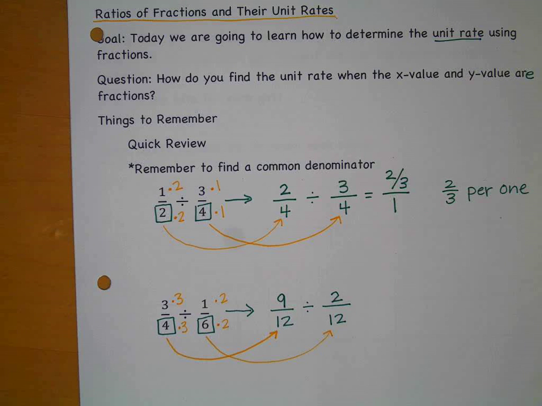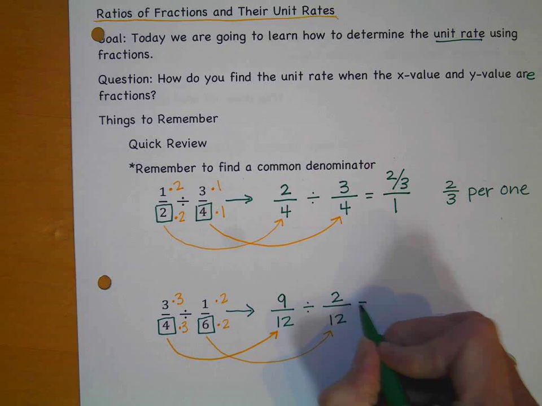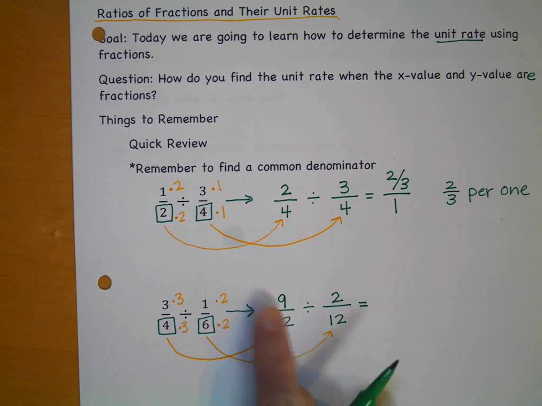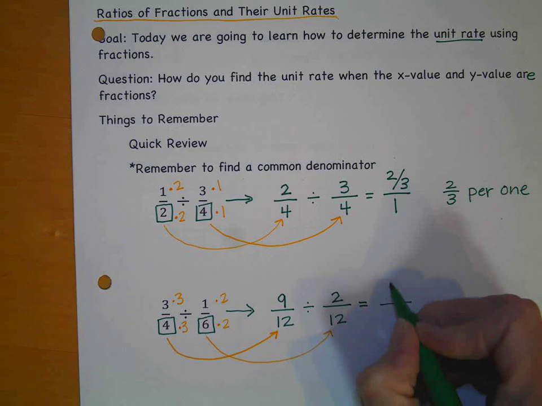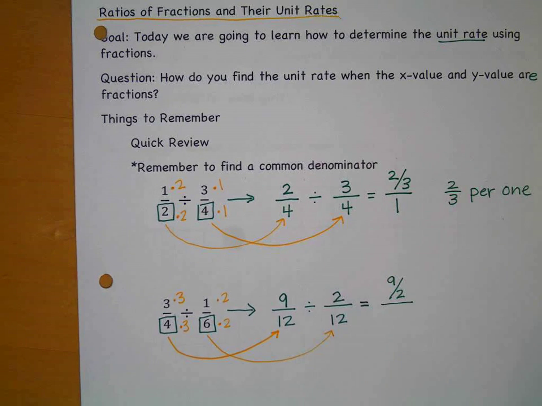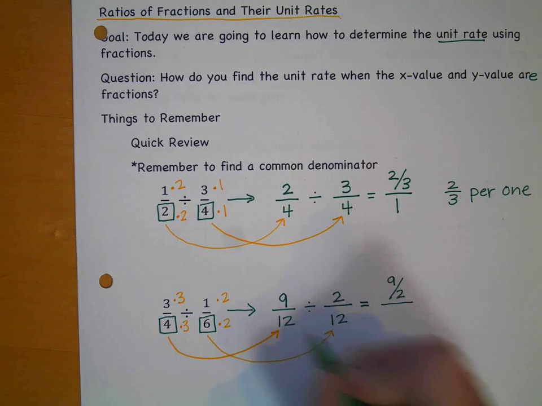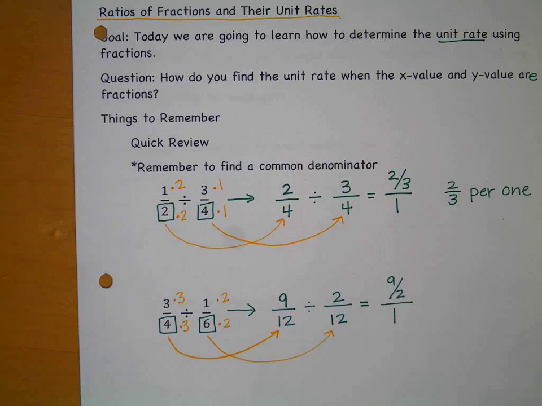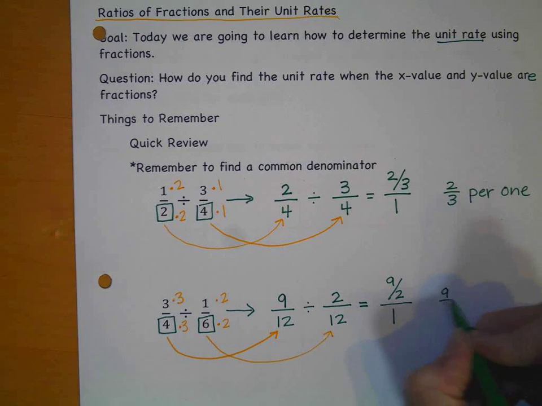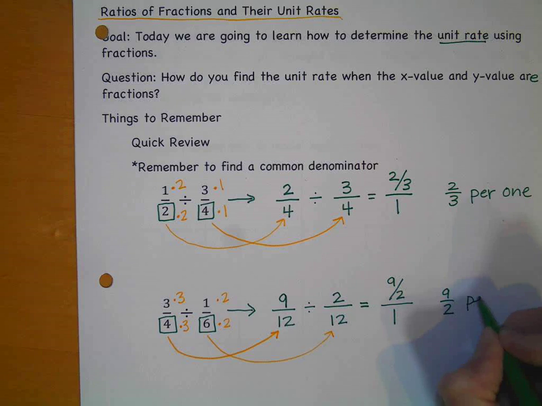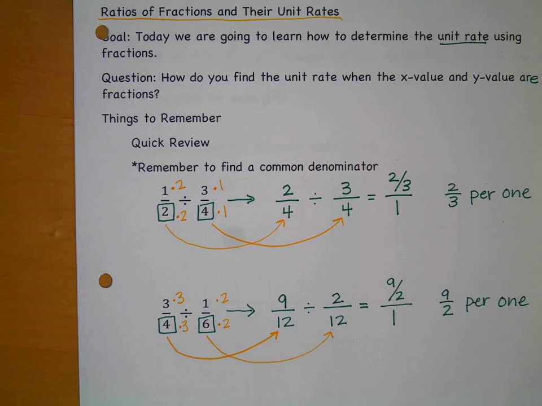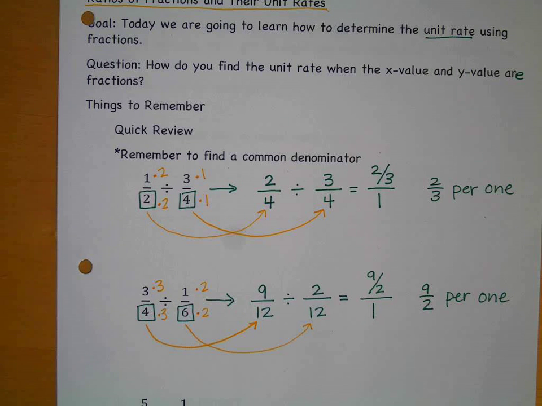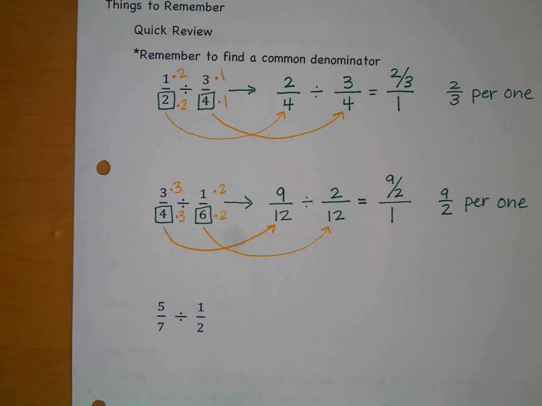All right, so now I have the problem set up, and this is easy as pie to do because now that I have a common denominator, I can divide straight across. So 9 divided by 2 is 9/2, or 9 divided by 2. 12 divided by 12 is 1. So my answer on this one would be 9/2 per 1. And again, I found my unit rate. Okay, so not so horrible. This is pretty simple if you can remember all the steps.